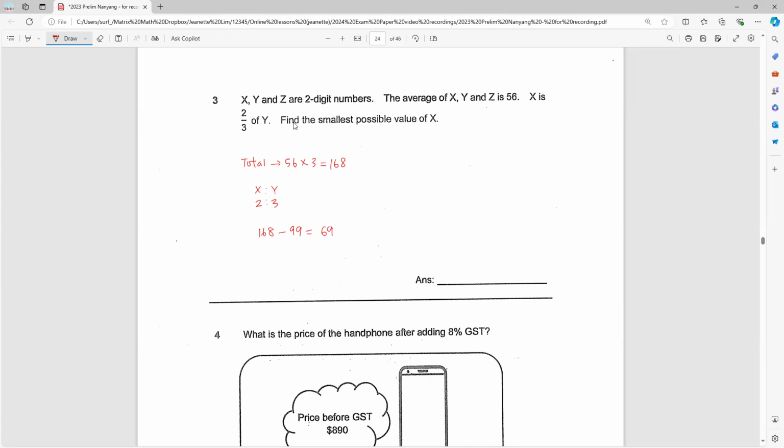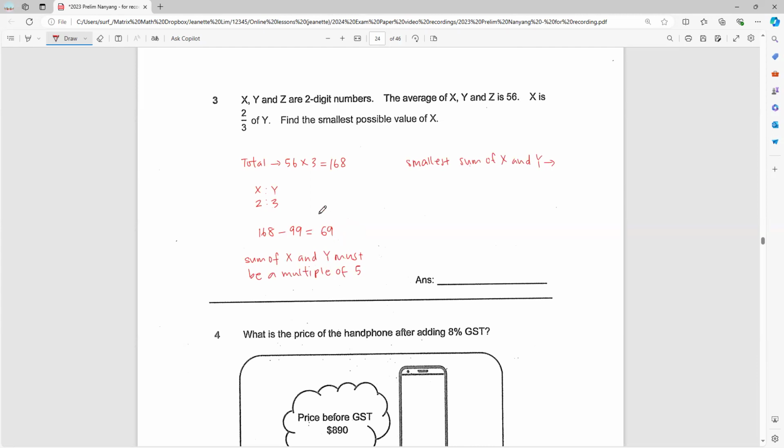Okay, but now we know that X and Y is actually 2 units, 3 units. So the sum of X and Y must be a multiple of 5. So the smallest sum of X and Y will be, okay, at this point, do we go 65 or do we go 70?